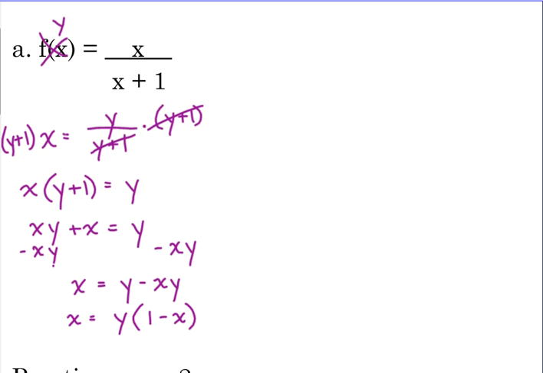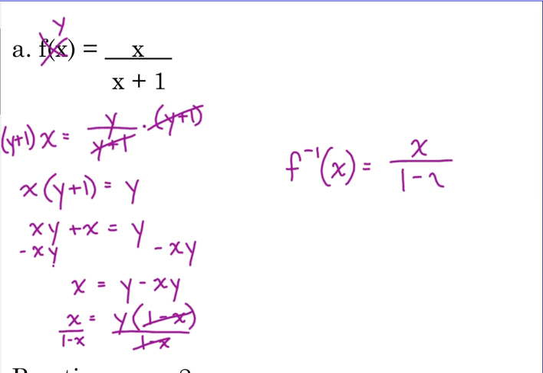Okay, if we factor out the y from y minus xy, we get 1 minus x is what we're left with. And then to get y by itself, we simply need to divide both sides by 1 minus x. I don't know why I'm getting my minuses and overs mixed up. So we've got y by itself. I'm going to go ahead and replace that with the inverse notation. We started with f of x, so this is f inverse of x is equal to x over 1 minus x.